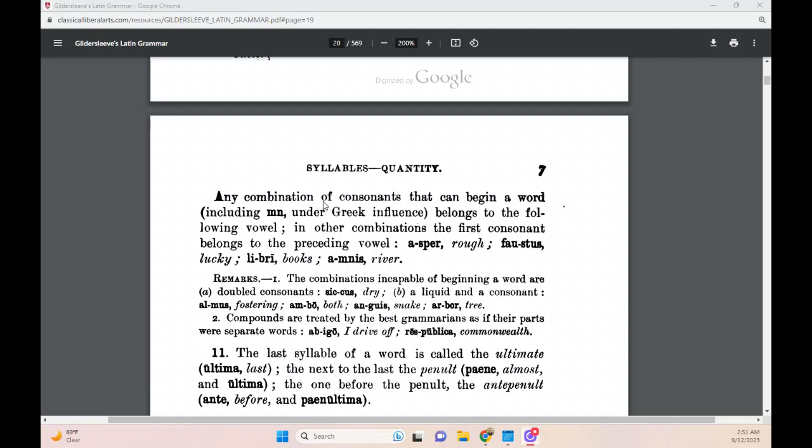Any combination of consonants that can begin a word belongs to the following vowel. So any combination of consonants that can begin a word gets treated as a single consonant sound and moves with the second vowel to start the next syllable. Let me read that one more time. Any combination of consonants that can begin a word belongs to the following vowel.